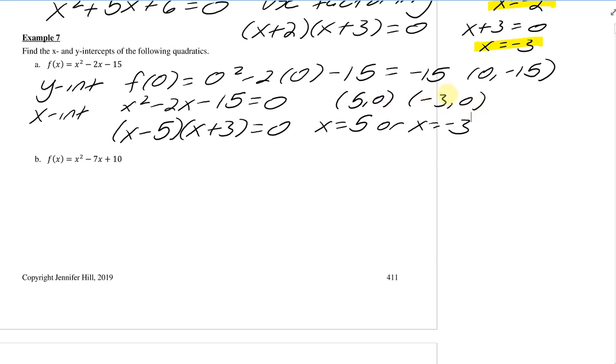So context really matters as far as how you're going to format your answer. If I were just asking what the solutions are, you'd tell me x equals 5 and x equals -3. But now I'm asking what the intercepts are, so now I have to state it as a point.